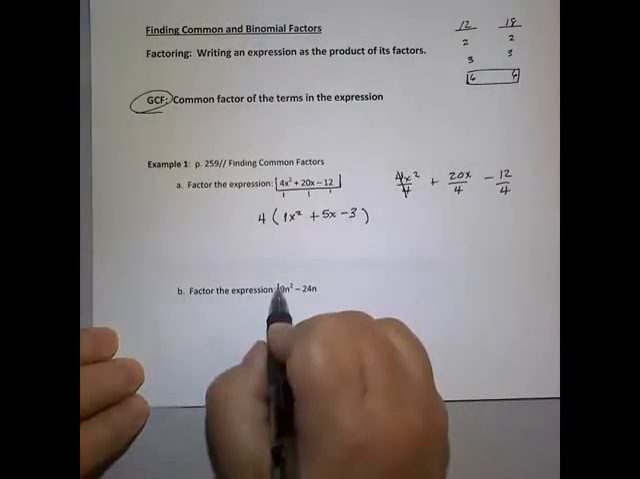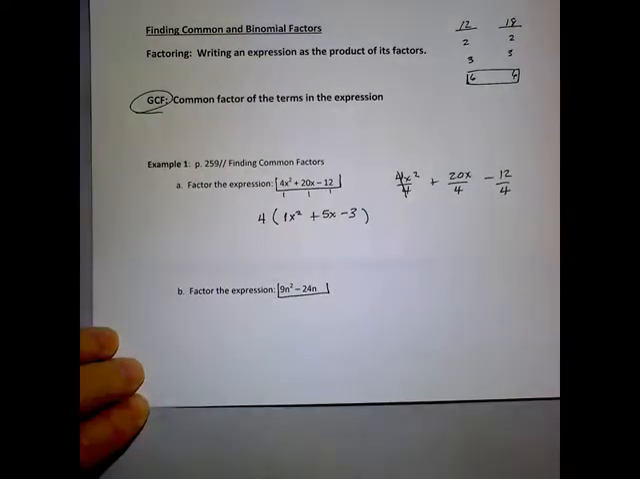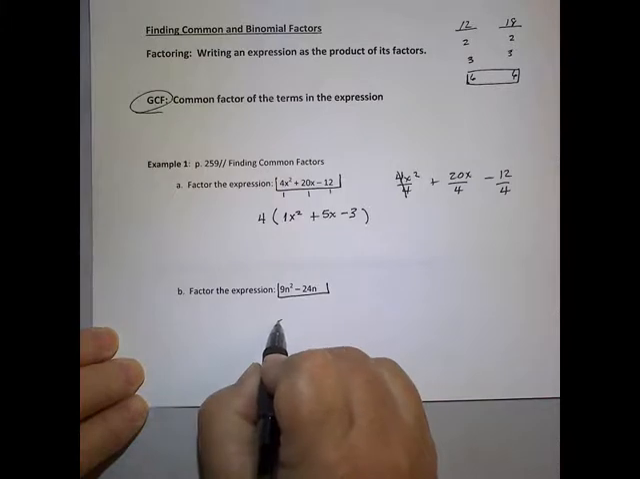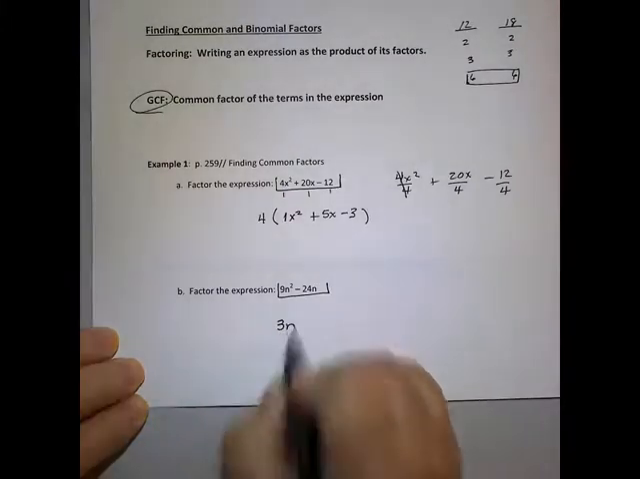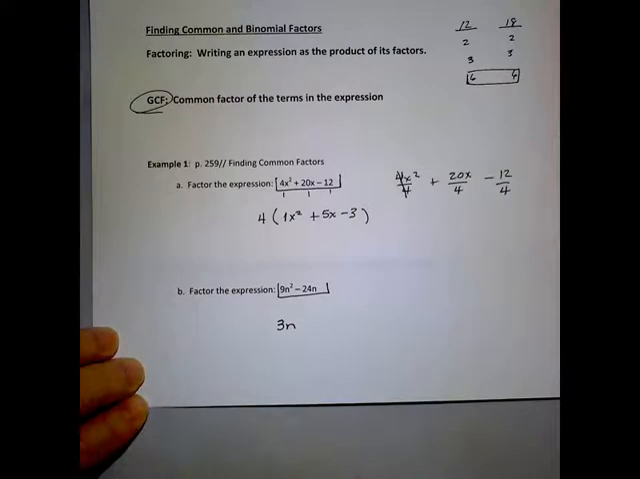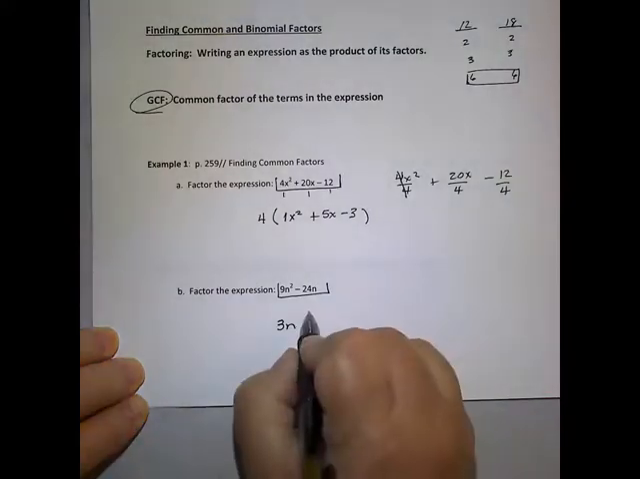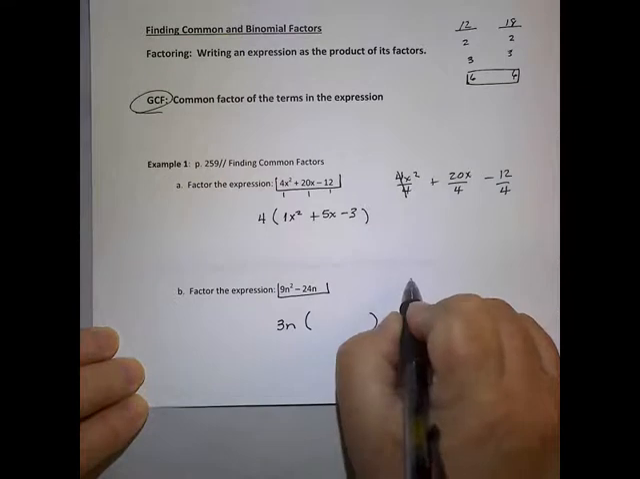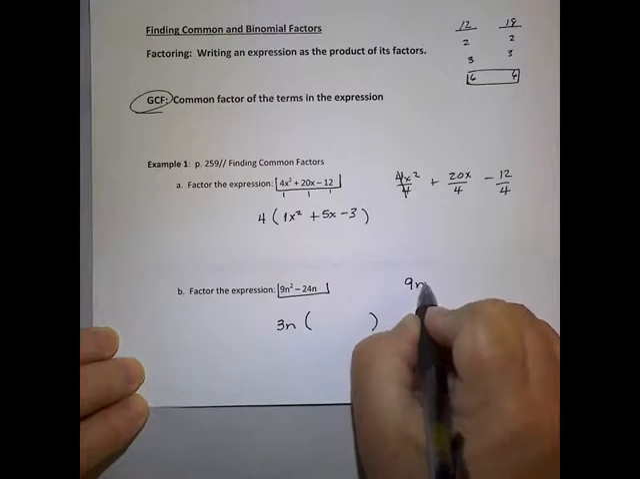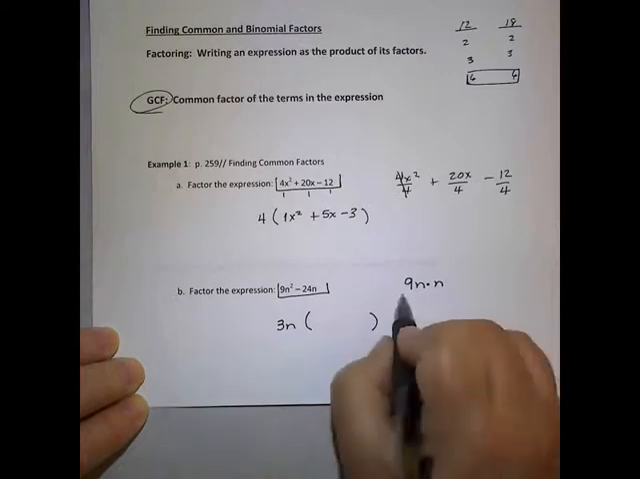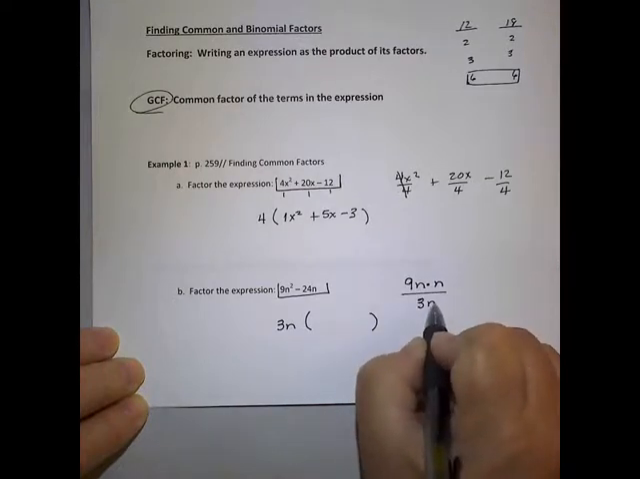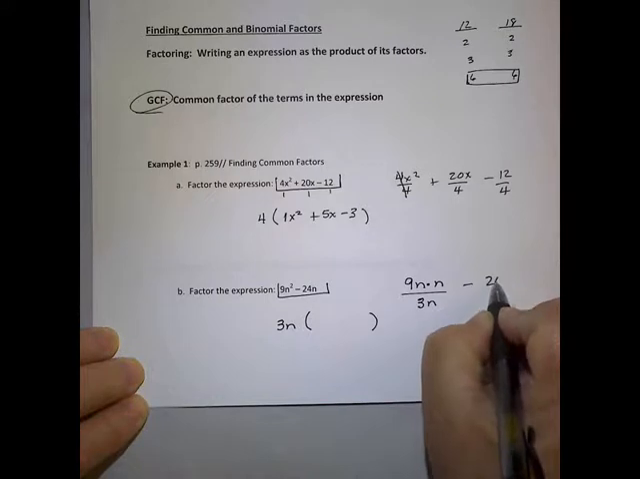Okay, looking at our next example, what's common? Look at what's common between the 2. And hopefully you saw that they both have a 3, but they also both share an n. So that can come out as well. That can be factored out. So what's left? Well, remember, we're going to look at 9n squared. Now remember, n squared means n times n, right? Over 3n, minus 24n divided by 3n.